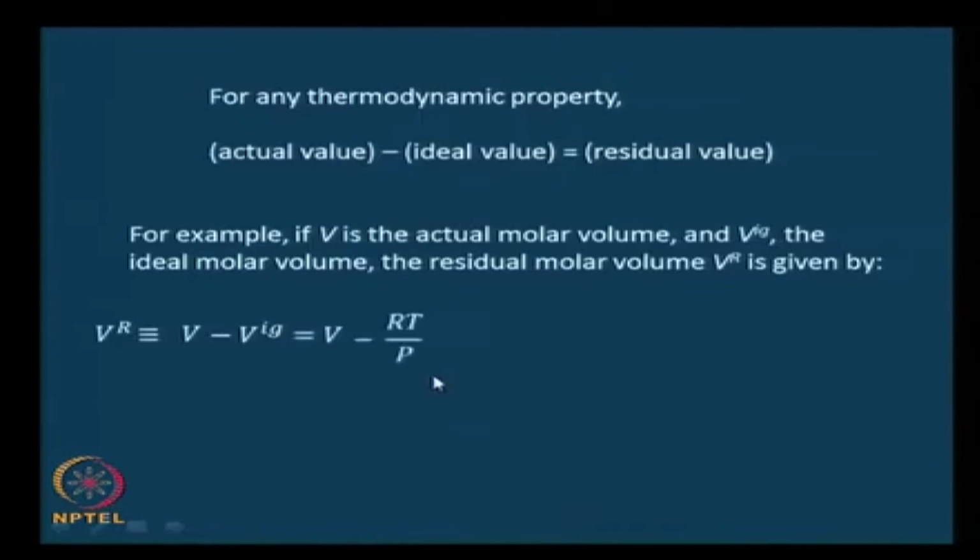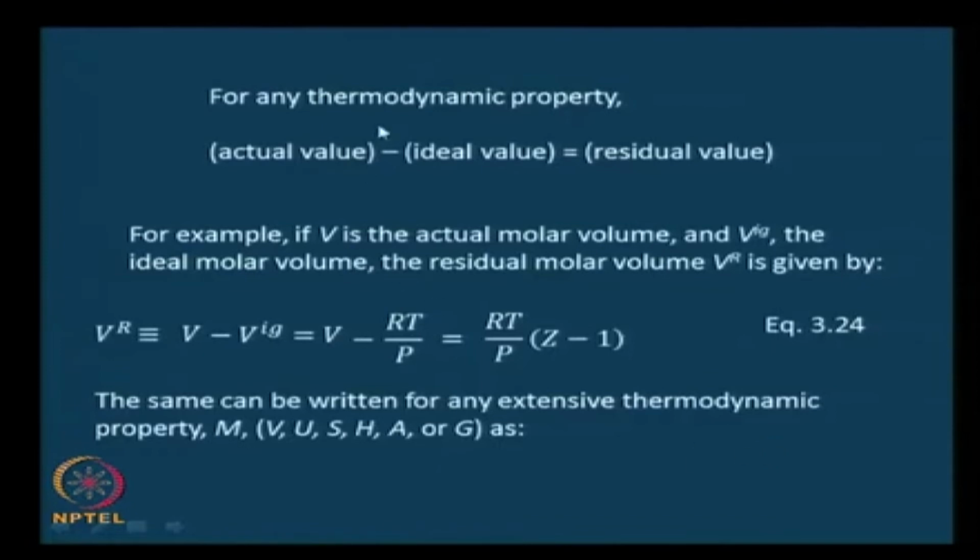This is nothing but V minus V ideal gas, which is RT by P, and we know that PV by RT is Z, and therefore, if you take this out, you are going to get RT by P into Z minus 1. Rather, we are writing V in terms of Z, which is ZRT by P, and therefore, RT by P common out, Z minus 1. We will call this equation 3.24.